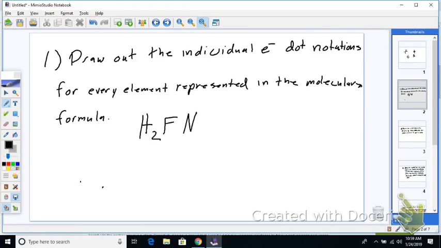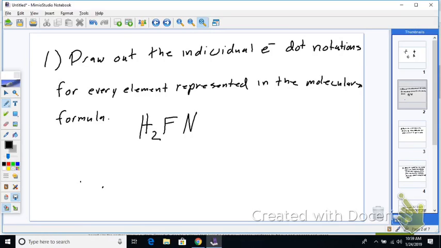So now we're switching gears from naming and writing formulas for ionic compounds to doing molecules, which is 2 or more atoms hooked together with covalent bonds. And a molecule is a single unit that's a representation of a molecular formula.